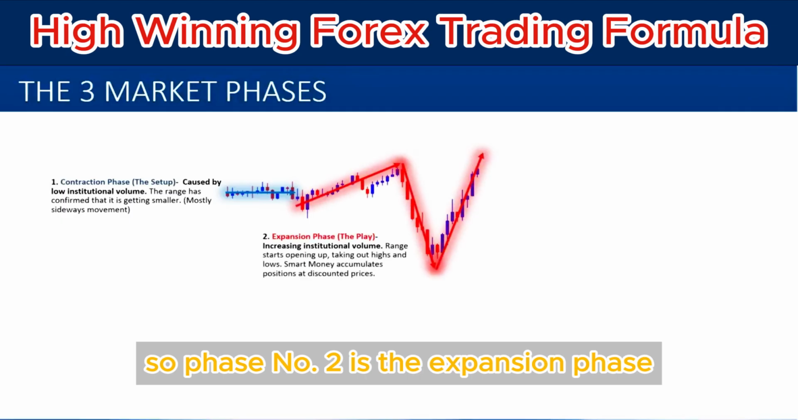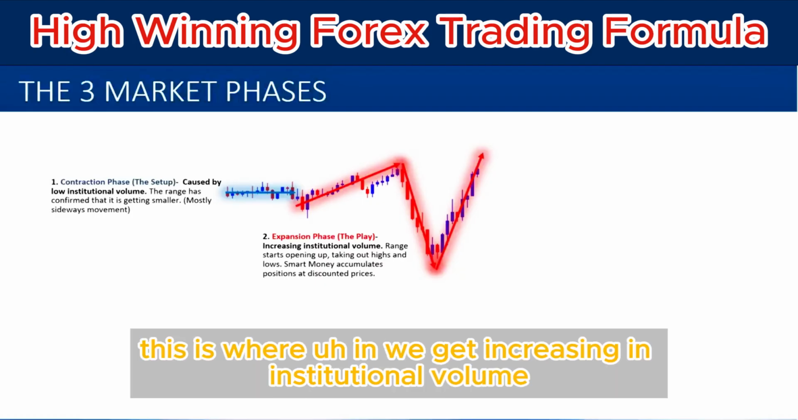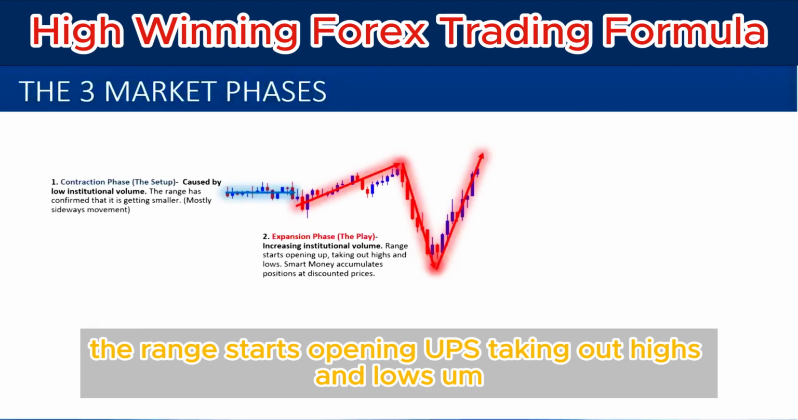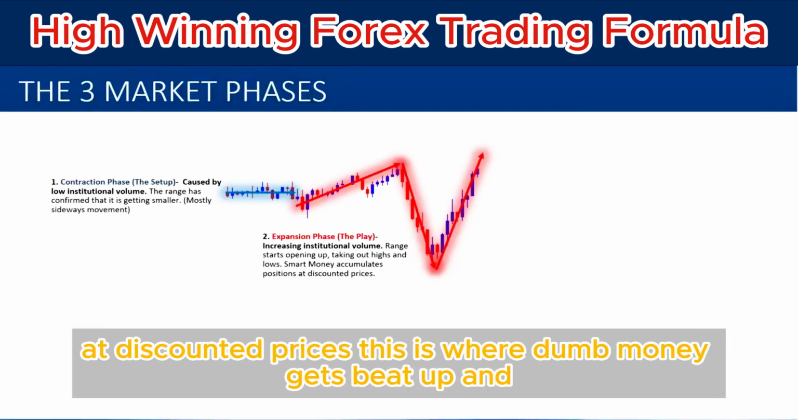is the expansion phase. This is the play. This is where we get increasing institutional volume. The range starts opening up, taking out highs and lows. This is where smart money is accumulating positions at discounted prices. This is where dumb money gets beat up.